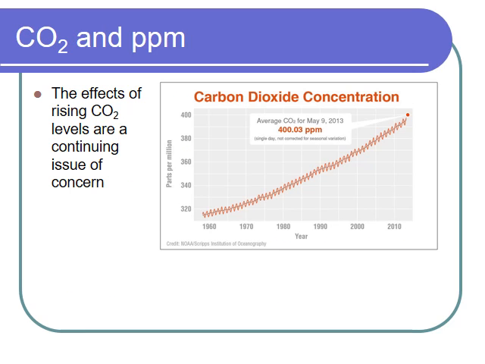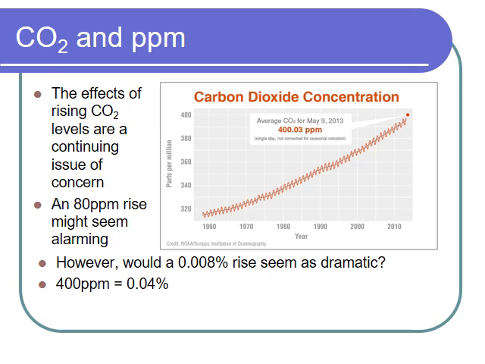A great example of parts per million that you probably hear every day is global climate change, the effects of increasing carbon dioxide levels on the environment. An 80 part per million rise seems alarming, and it is. It's a continued increase. But if they said 0.008%, would that be as dramatic? 400 parts per million, the amount of carbon dioxide, is 0.04%. An increasing amount, but not a large amount by itself.